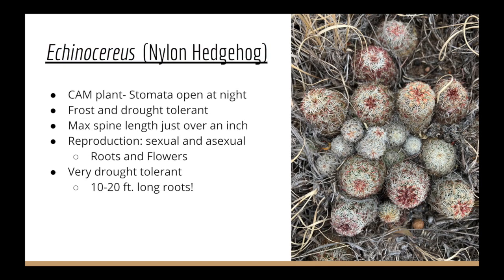So our second specimen is the hedgehog species. The technical name for this is Echinocereus, but we refer to it as the nylon hedgehog. It's very similar to the prickly pear cactus, but a key difference is that the hedgehog cactus is incredibly frost and drought tolerant and has roots that are up to 10 to 20 feet deep. While the hedgehog also reproduces sexually and asexually, the asexual reproduction is through root colonization, which from my understanding is kind of like aspen suckers.